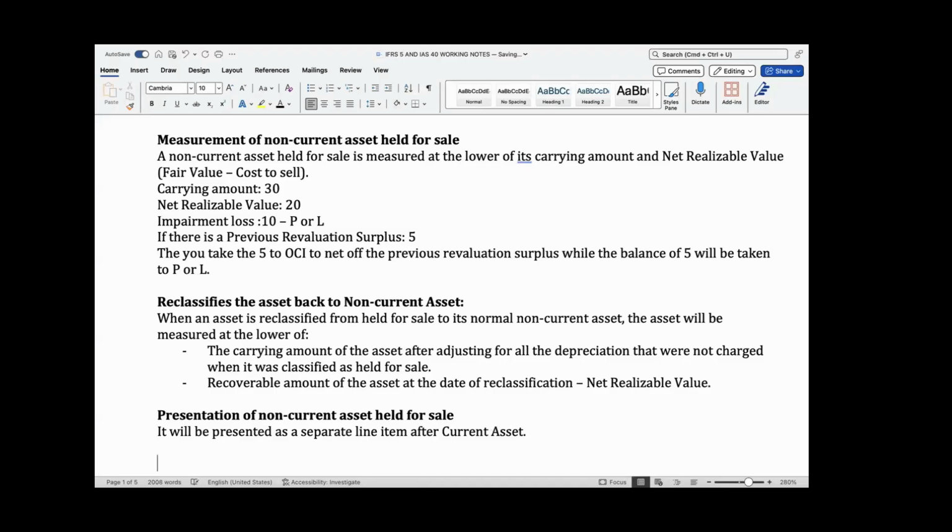You are taking it away; it's no longer a non-current asset. That is clear. We know that it becomes current based on the definition of current assets: it's an asset you want to realize within 1 year. But you're going to put this non-current asset held for sale as a separate line item after your current assets. It will just be there as a separate line.